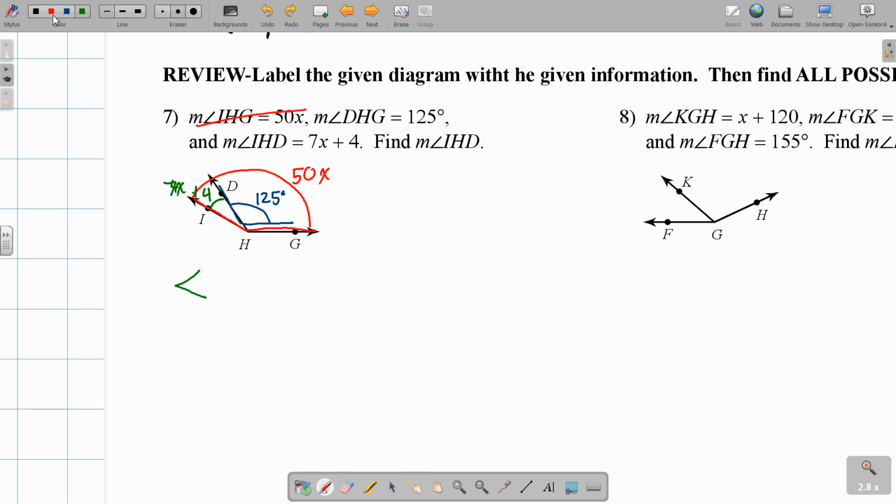Real simple. You can tell here that the green plus the blue equals the red. That's where colors come in handy. Green plus blue equals the red. Now you circle, plug, chug. Our green is right there, plus our blue, equals the red.